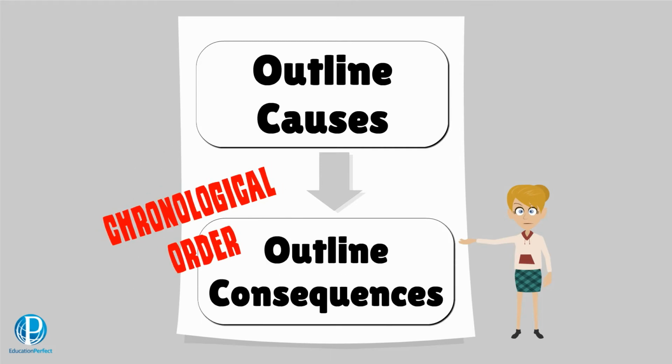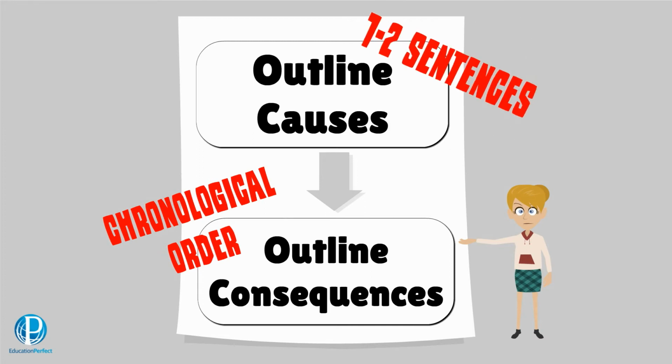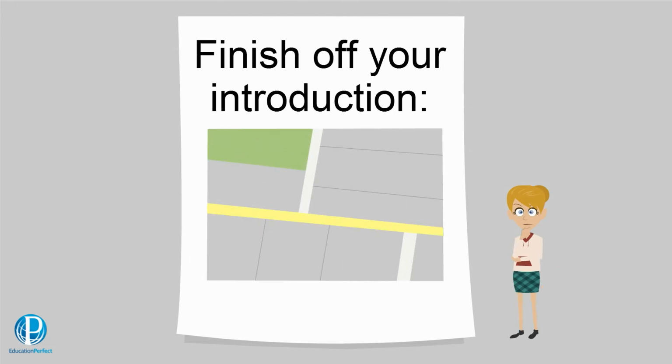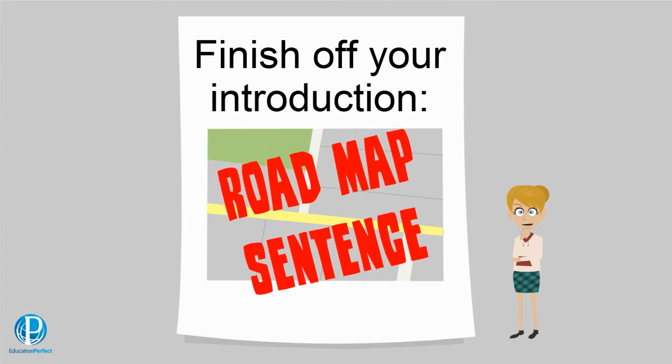And since it's in chronological order, causes always happen before consequences. So, write 1 or 2 sentences for each cause, and then do the same thing for consequences. Finally, include a roadmap sentence that outlines what will be included in the essay. For example, this essay will discuss the causes and consequences of the American Civil War.